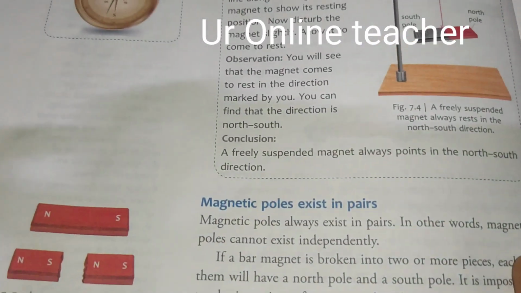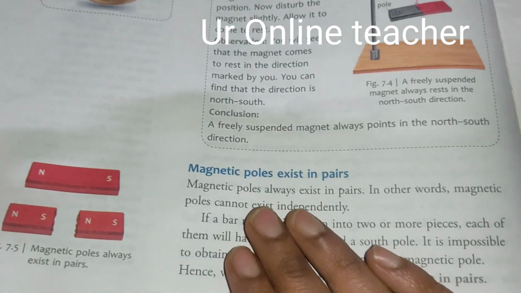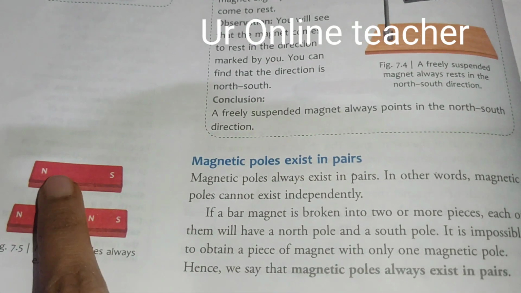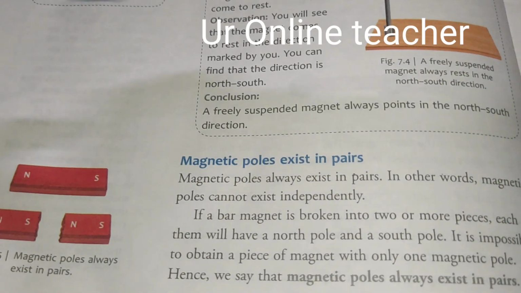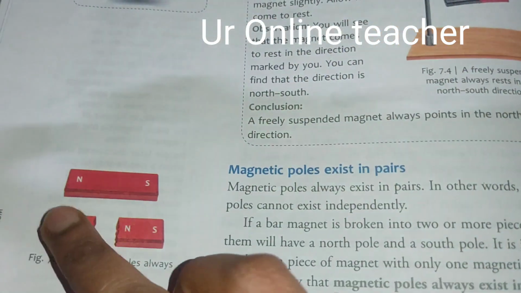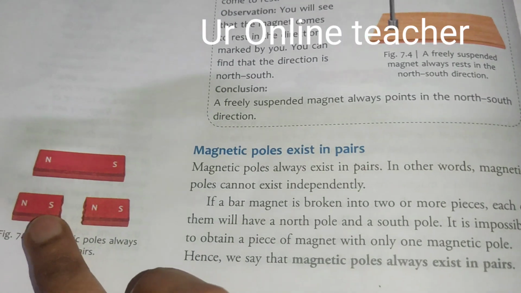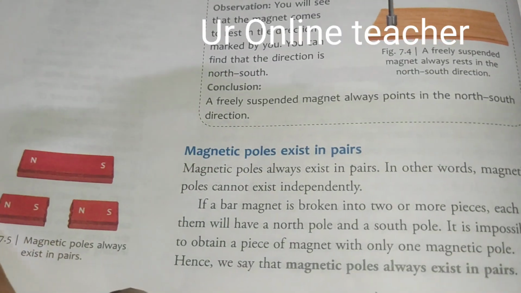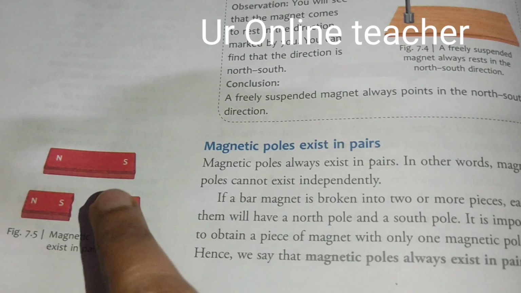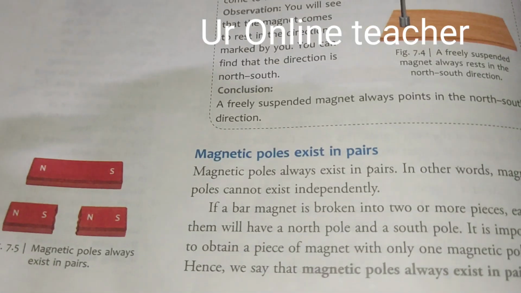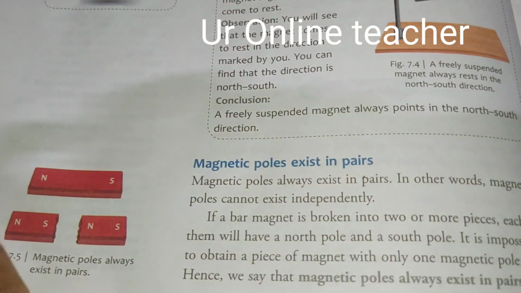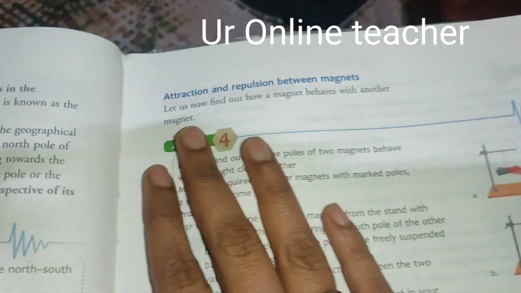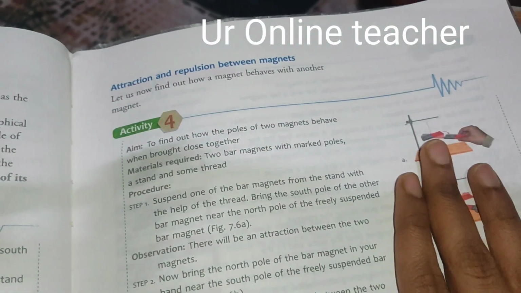And then, magnetic poles always exist in pairs. What does it mean? It will always have two poles. It will not have only one pole. Whatever the case, it will always have two poles, existing in pairs. If a bar magnet is broken into two or more pieces, each piece again has two poles. So it is impossible to obtain a piece of magnet with only one pole. Remember this. Then we will see attraction and repulsion between two magnets, how it occurs.